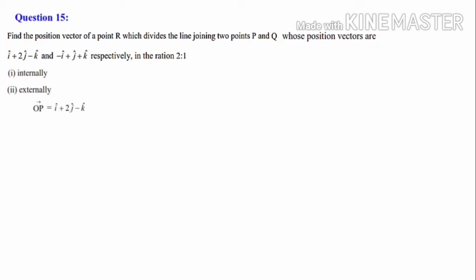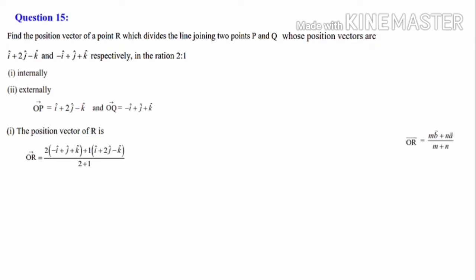So let's take the given vectors: OP is equal to i plus 2j minus k, and OQ is minus i cap plus j cap plus k cap. Then we have learned the internal division formula: the position vector of R, OR, is equal to mB plus nA divided by m plus n. That is, m into the second vector plus n into the first vector, divided by m plus n. Here m and n are 2 and 1.